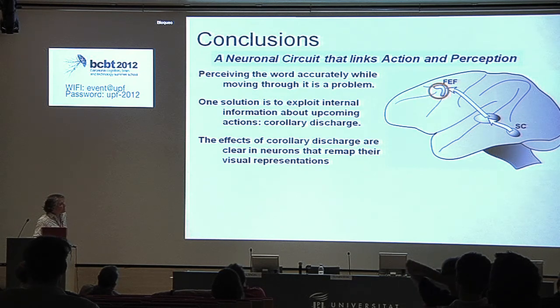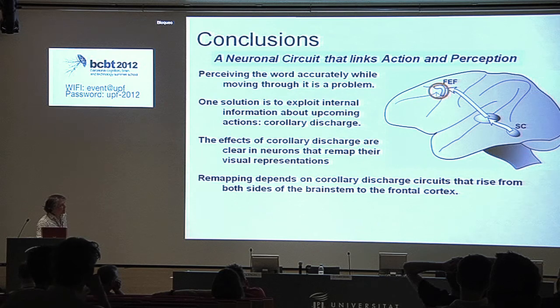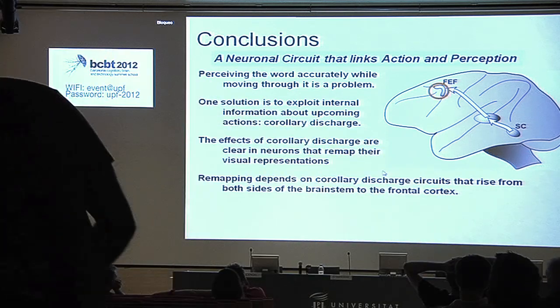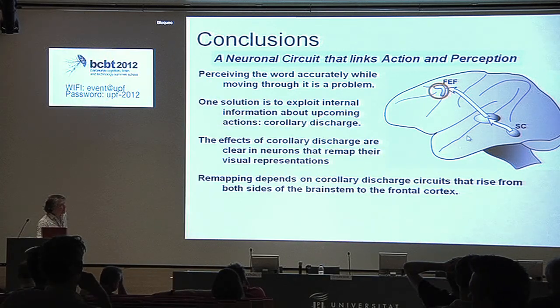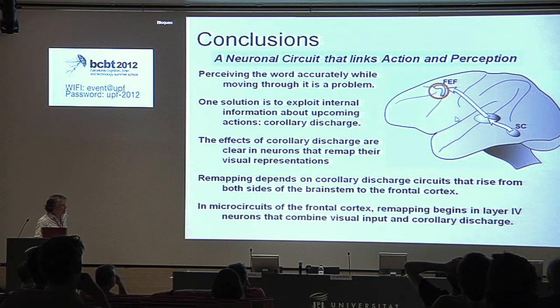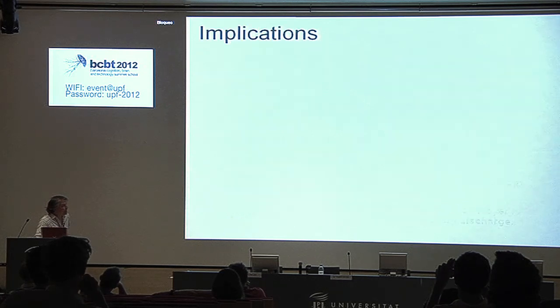The effects of corollary discharge are clear in neurons we knew ahead of time remap their visual representations, and this remapping depends on corollary discharge circuits that rise from both sides of the brainstem to the frontal cortex. And finally, in microcircuits of the frontal cortex, remapping seems to begin in layer 4, and it's fragmentary there, on neurons that seem to combine visual input and corollary discharge in interesting ways. But we don't know much else about the microcircuits yet.